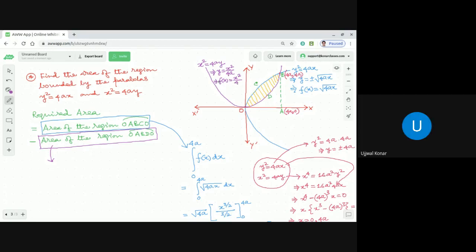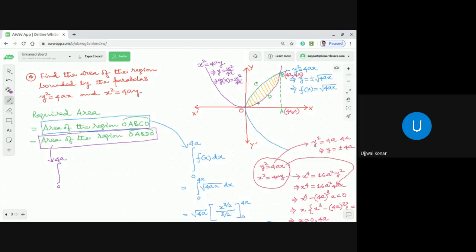So not fx, let's give a different name, gx. This curve equal to gx, for example. gx equal to x square by 4a, correct or not? Yeah. So then what will happen? This will be integration 0 to 4a. Why 4a? Please try to understand.